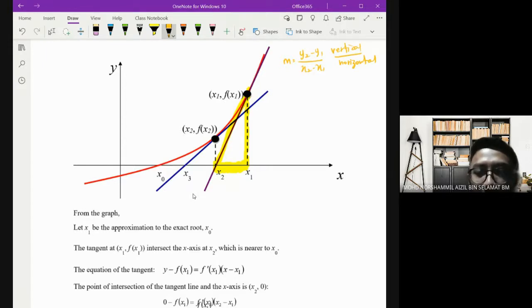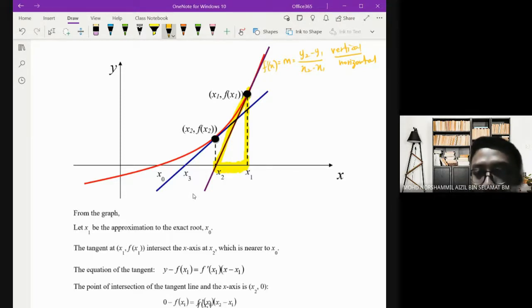Y2 minus Y1 maksudnya ketinggian. X2 minus X1 maksudnya mendatar, dia berapa jarak dia. Maksudnya vertical distance over horizontal distance. Okay. M ni pula, M is gradient. M ni sebenarnya sama dengan dy dx, sama dengan f prime. M, gradient yang selama ni kamu buat tu adalah dy dx ataupun f prime ataupun y prime. Okay.